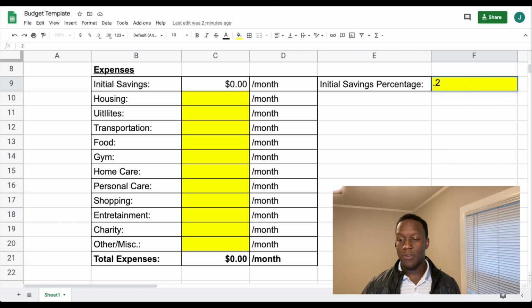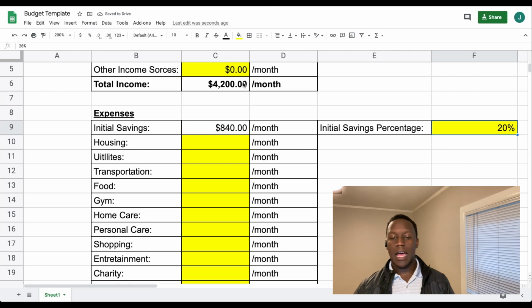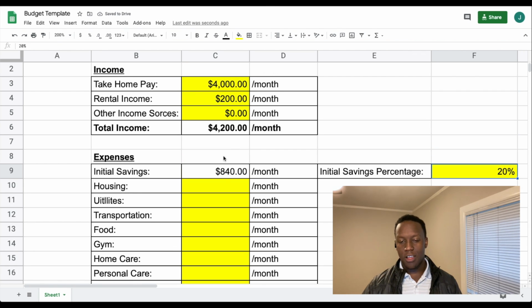So I'm going to put in 20% or 0.2. So I'll change this to show percentages so it's not so confusing. So that means that for my $4,200 a month income, I'm going to save about $840 a month. I'm going to put in my other expenses that I have as well.